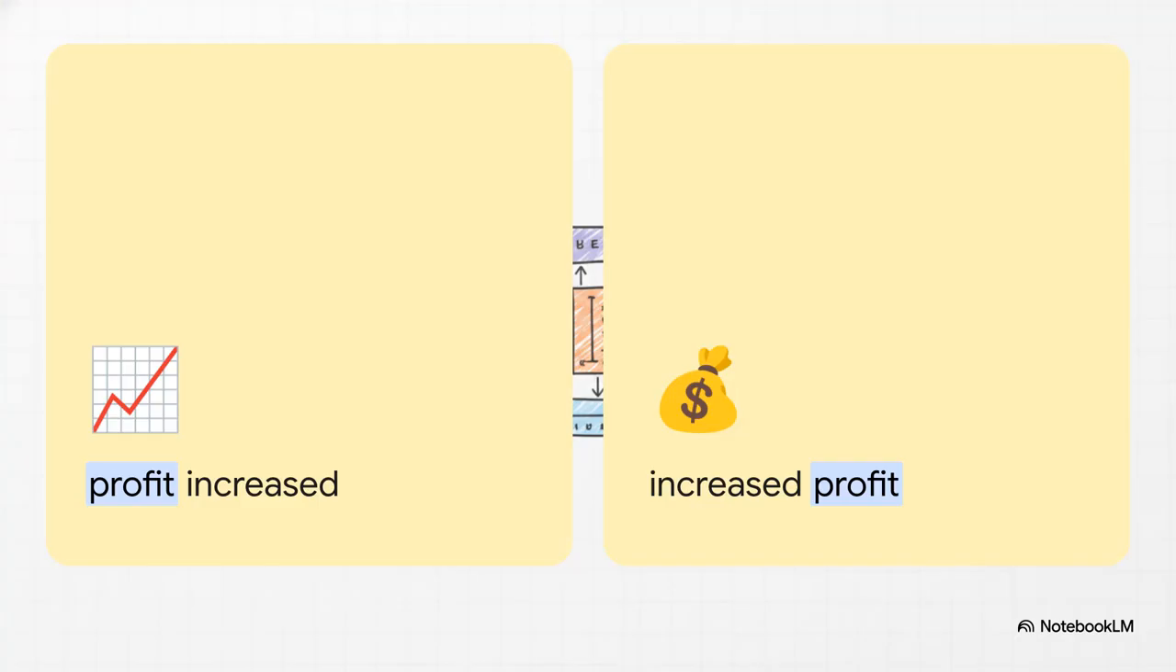Now, what's really fascinating here is how this solves a massive problem. Remember, our AI just sees numbers. So to a math equation, the phrase profit increased and the phrase increased profit are made of the exact same numbers. They look completely identical. Positional encoding is the incredibly clever trick we use to inject word order information, giving the AI a way to actually understand the sequence and flow of language.